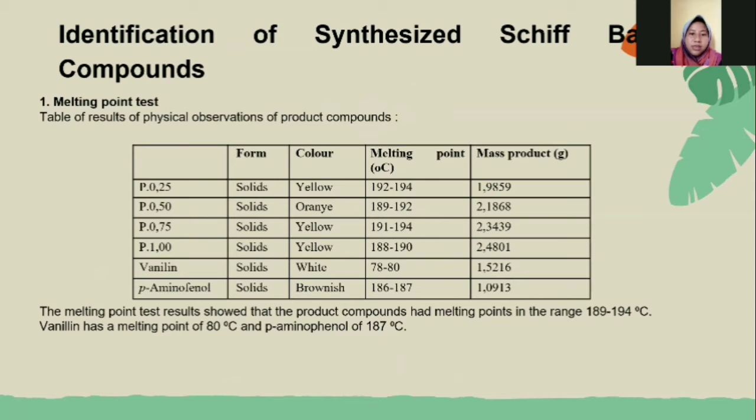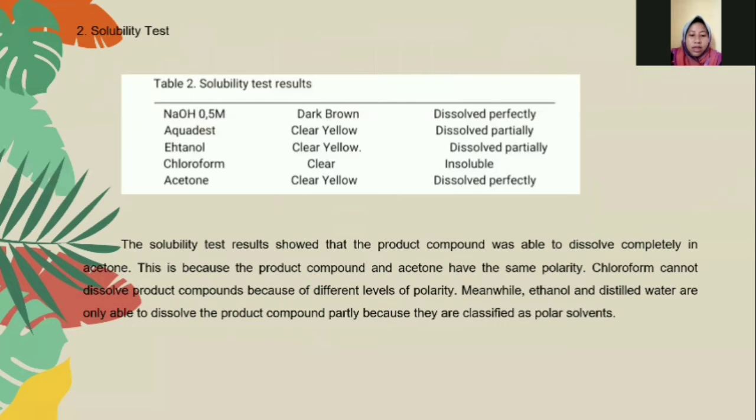Identification of synthesized Schiff base compounds. First is the melting point test. We can see the result of the melting point test in Table 1 by the physical observation of product compounds. The melting point test results showed that the product compounds had melting points in the range of 189 until 194 Celsius degrees. Vanillin and p-aminophenol reactants have melting points of 80 Celsius degrees and 187 Celsius degrees. Next. The second is the solubility test.